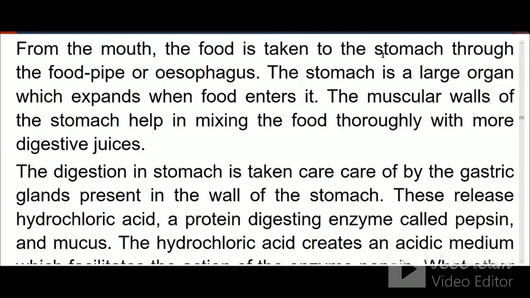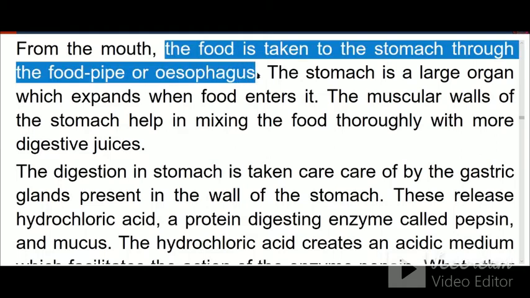From the mouth, the food is taken to the stomach through the food pipe or esophagus. The stomach, underline this also. This will be helpful for you in objective question answers. The stomach is a large organ which expands when food enters it. The muscular wall of the stomach helps in mixing the food thoroughly with more digestive juice. The digestion in stomach is taken care of by the gastric gland present in the wall of the stomach.